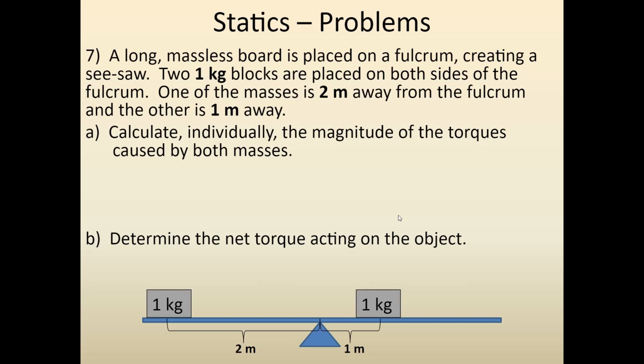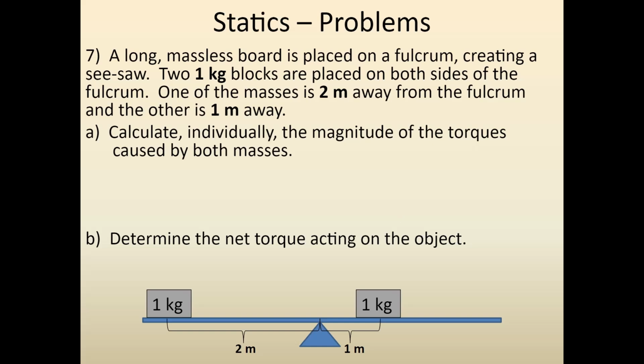Now, one thing I do want to point out is I have a lot more of these static problems. So if you're having trouble, that's fine. I'm going to go over it in a lot more detail in class. It's just more that I want to get the terminology out of the way. So here's the first question. Pause the video, work it out, and we'll go over it.